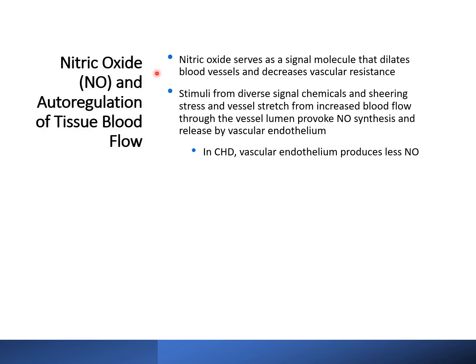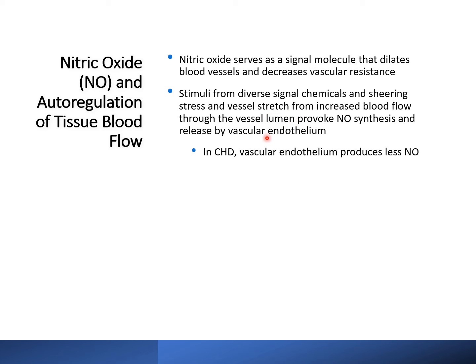So we just talked about vasodilation. I gave you guys a whole bunch of examples of that. But this is a molecule I want you to be aware of. It's nitric oxide. So nitric oxide serves as a signal molecule that dilates blood vessels and decreases vascular resistance. Okay? It's basically created by some chemical signals and also these mechanical stresses, like the shearing stress and the vessel stretch of increased blood flow through the vessels themselves.